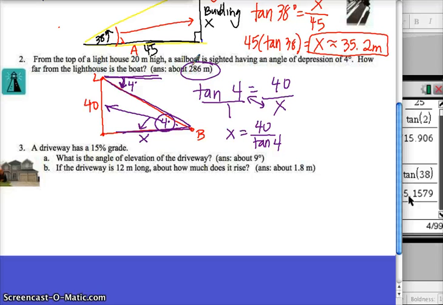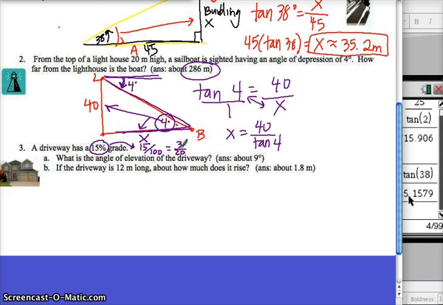And finally, number 3, a driveway has a 15% grade. Okay, what does this mean, 15% grade? That slope is 15 over 100, right? 15% is 15 over 100. Well, we could reduce that, or you could leave it like that. But if we reduce both things by 5, we get 3/20.